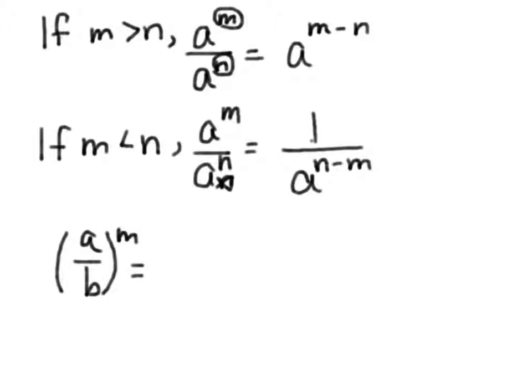Now, for this last rule, this should look pretty familiar. We had a product where we distributed m. So now we have a quotient where we're going to distribute m. Now the assumption for all of these is that the denominator is not equal to 0.